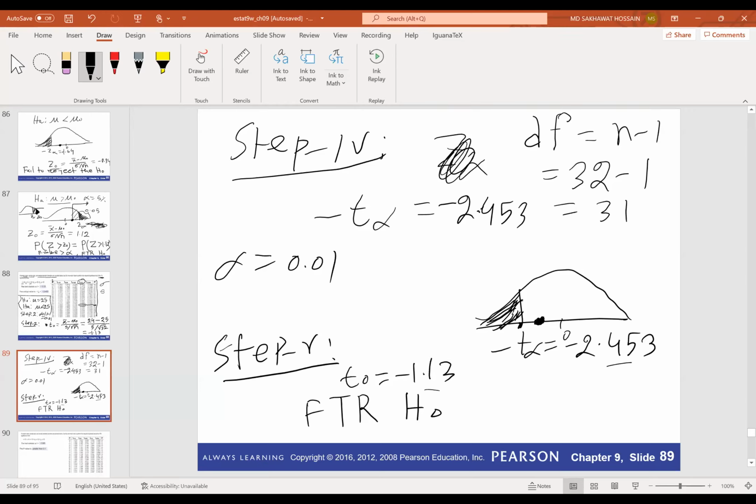So what was the null? The null was mu is less than 25, right? Since we failed to reject null, that means at alpha equals 1% level of significance, the data doesn't provide sufficient evidence to conclude that the population mean is less than 25. So that should be the conclusion or interpretation.